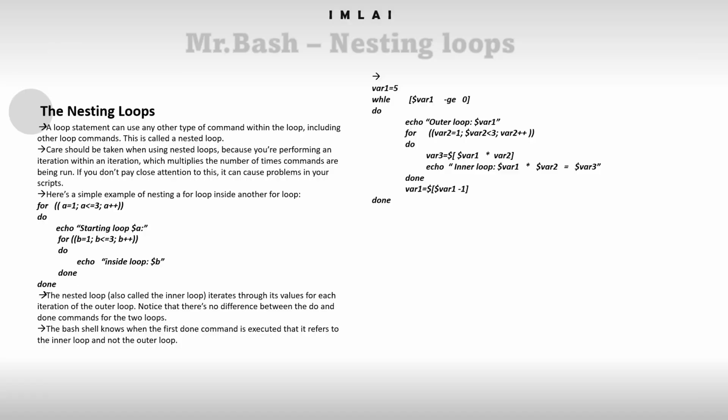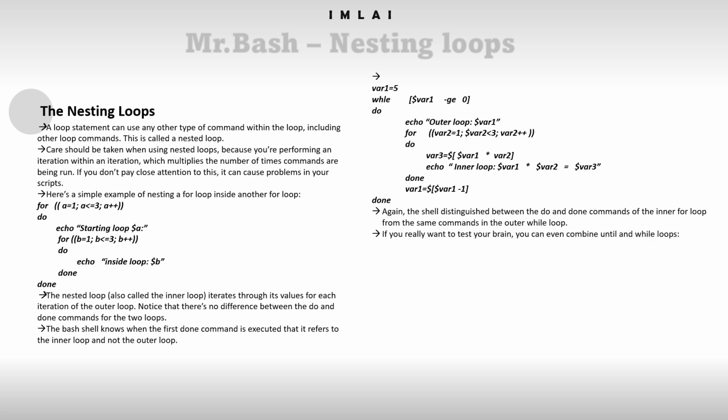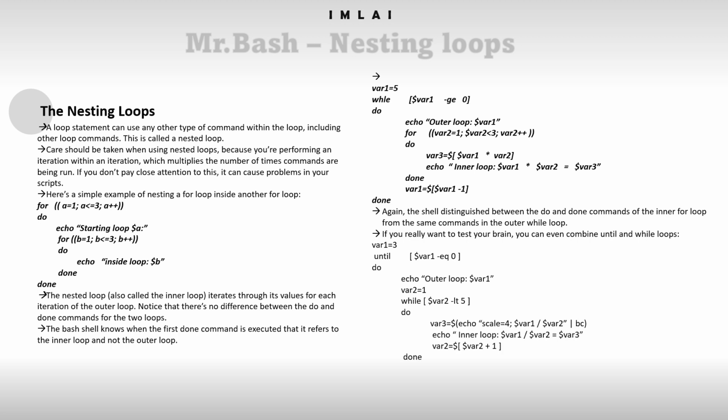Again, the shell distinguishes between the do and done commands of the inner for loop from the same commands in the outer while loop. If you really want to test your brain, you can even combine until and while loops. You can do permutations and combinations of all these loops, for, while, until, together, and you can play around. The other example that we have considered is until as the outer loop and while as the inner loop. The same example, let us run that directly and see what's going to happen.